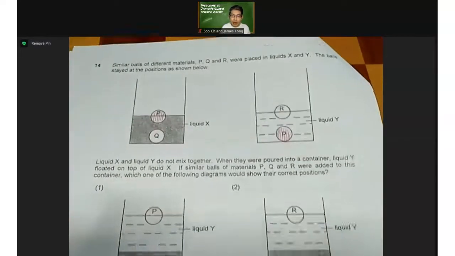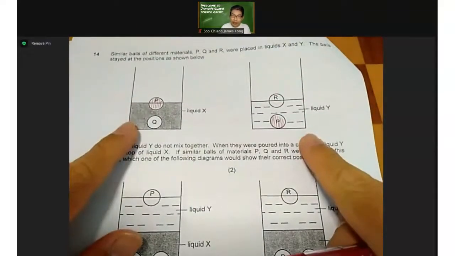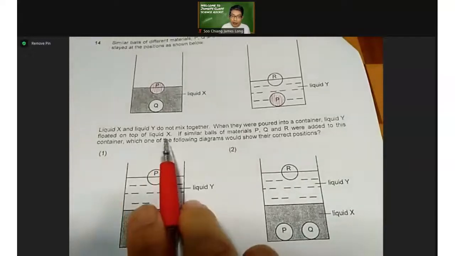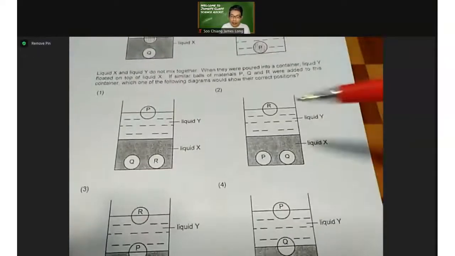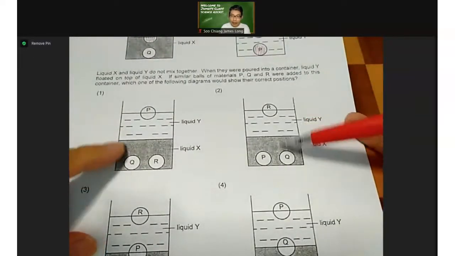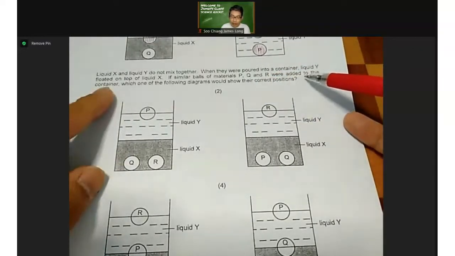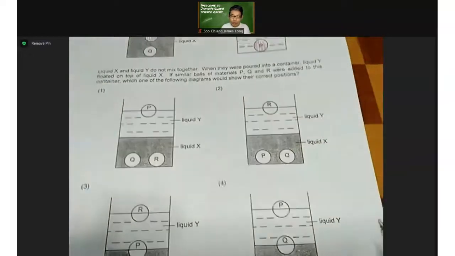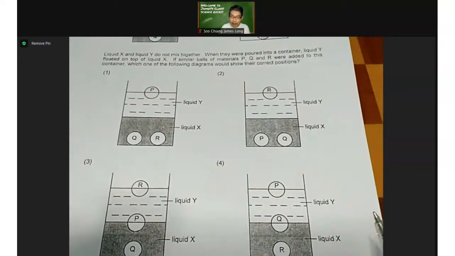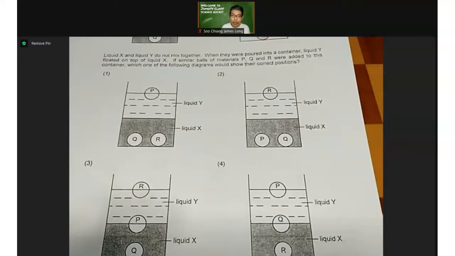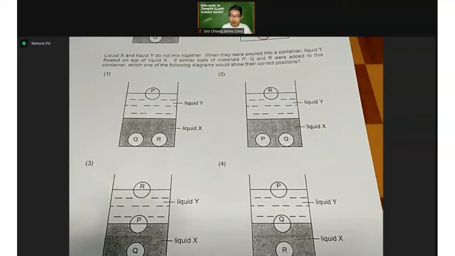So what happens when these two liquids don't mix? In your experience, liquids that don't mix will be things like water and oil. Now, liquid X and Y do not mix together, so they will always appear in two tiers like this. When they were poured into a container, liquid Y floated on top of liquid X, as shown in all the 4 diagrams here. If similar balls of P, Q, and R were added to the container, which of the following diagrams will show their correct position?